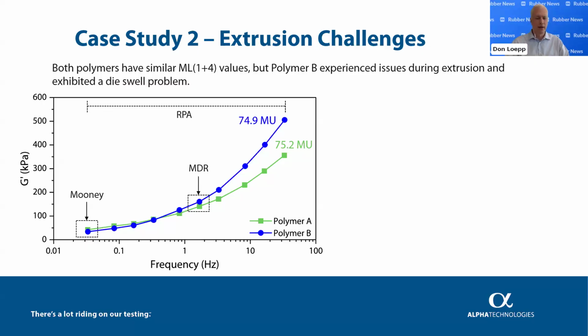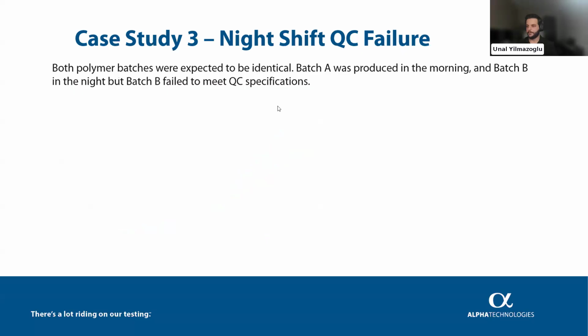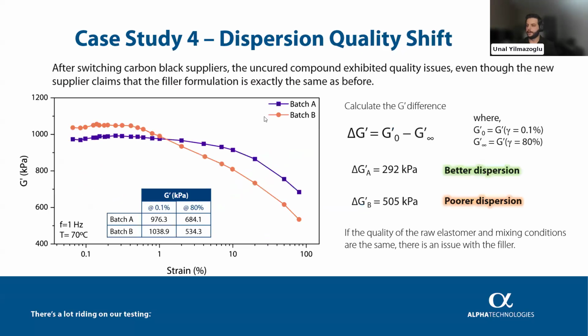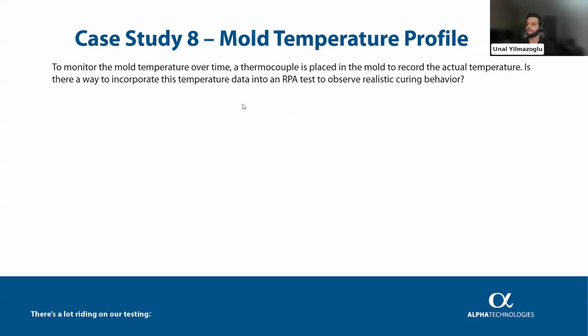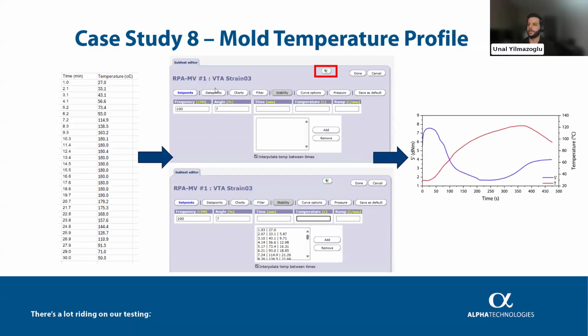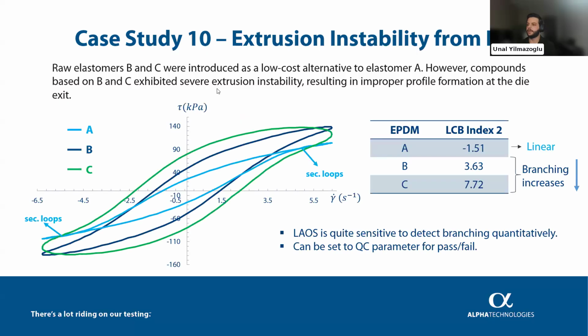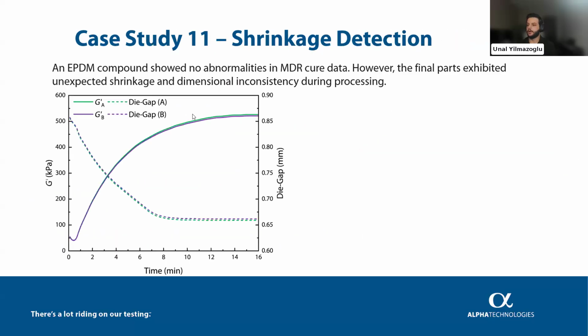Okay, good. Next question. Have you encountered compounds that show good cure curves but fail performance expectations? And if you have, how did RPA help resolve that? Good question. Again, for the cure curve, if you remember the last case study, let's take the example of the shrinkage, where the cure curves were okay and didn't show us any problems.